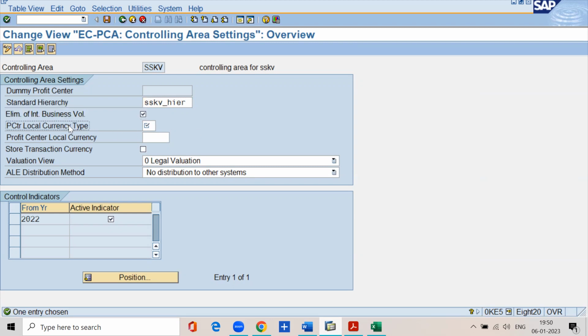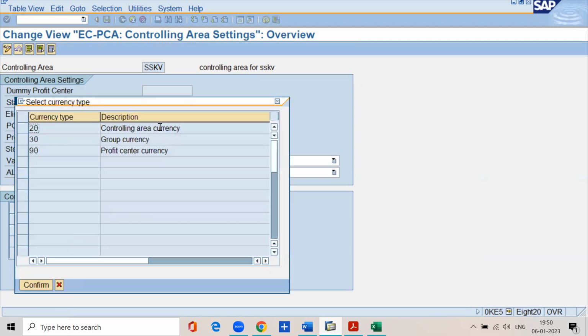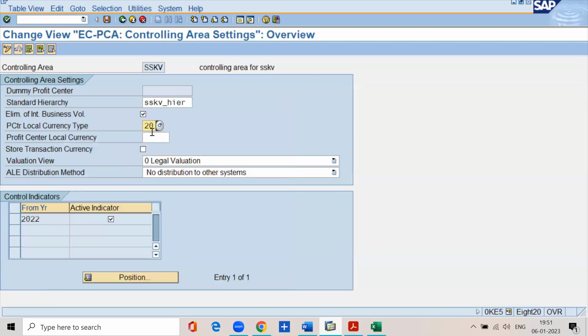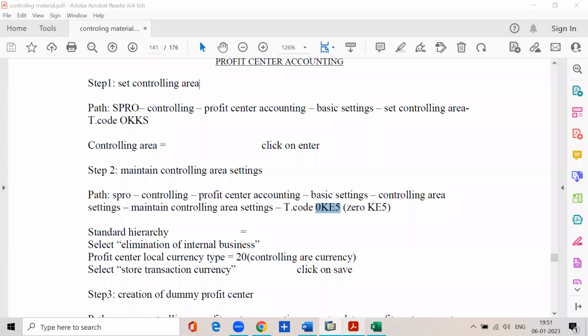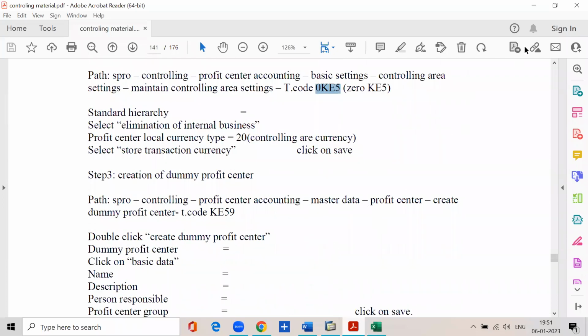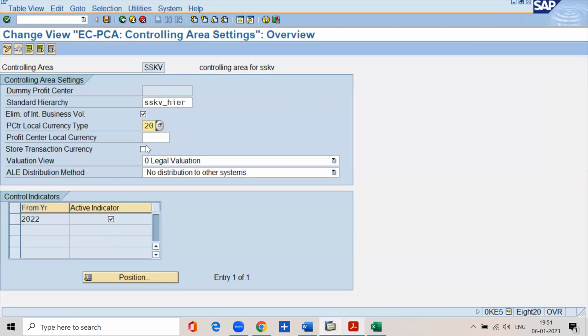Then profit center local currency type. If you press F4, we can have the controlling area currency as the profit center currency, or group currency can be taken as the profit center currency. Group currency means client currency, or the profit center can have a separate currency. As I said, normally the controlling area currency is taken as the profit center currency. Profit center local currency type is equal to 20, controlling area currency. Select.